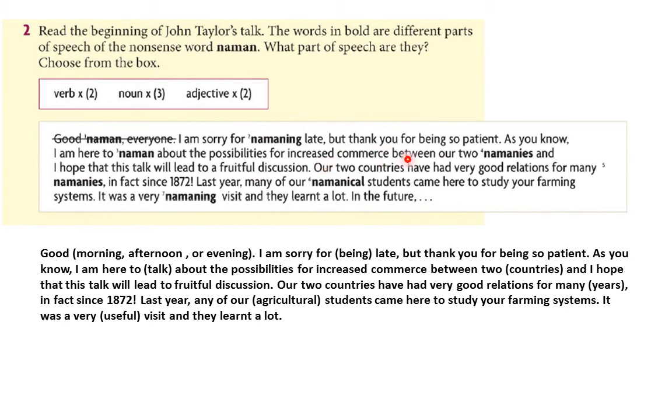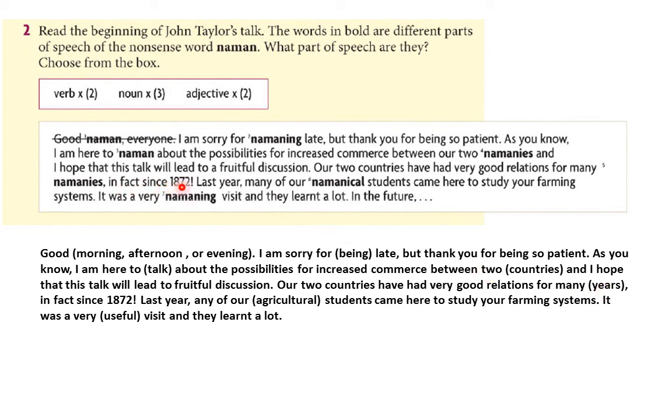So let's go through the remaining sentences. Talk about the possibilities for increased commerce between our two, and I hope that this talk will lead to fruitful discussion. So between our two is almost certainly two countries. And I hope that this talk will lead to fruitful discussion. Our two countries have had very good relations for many what? It may be many years or many decades, maybe many centuries.